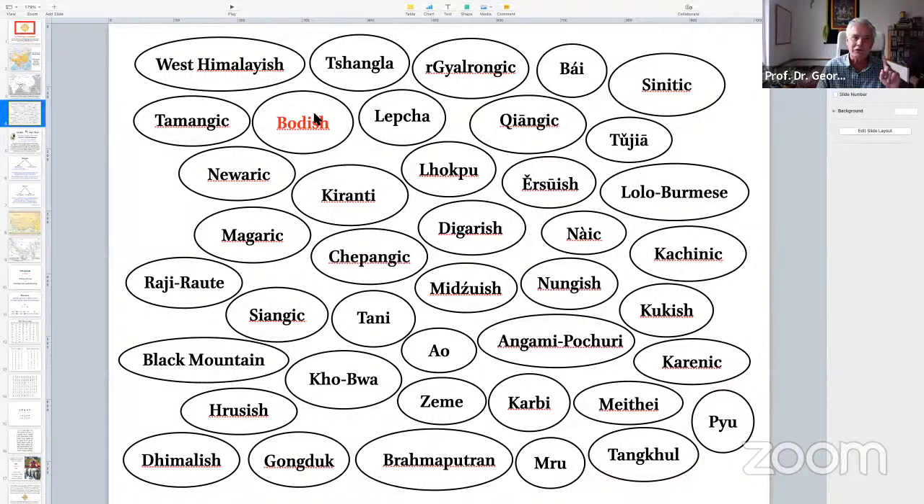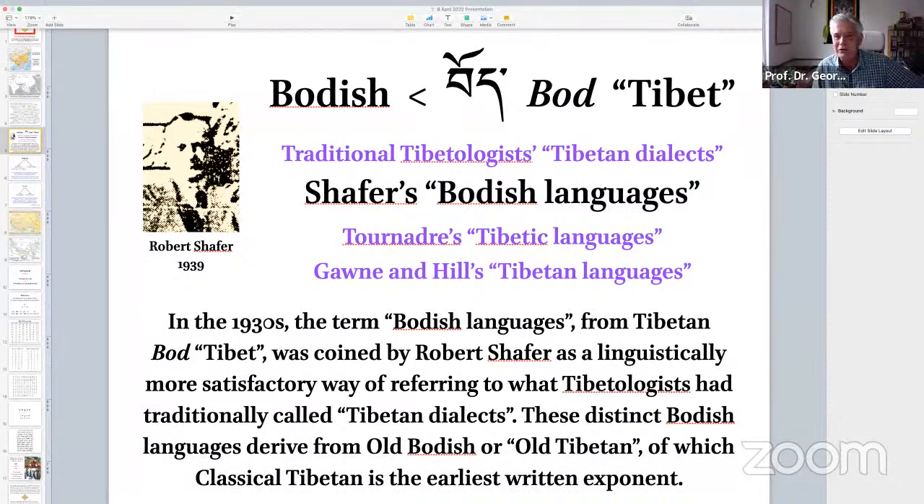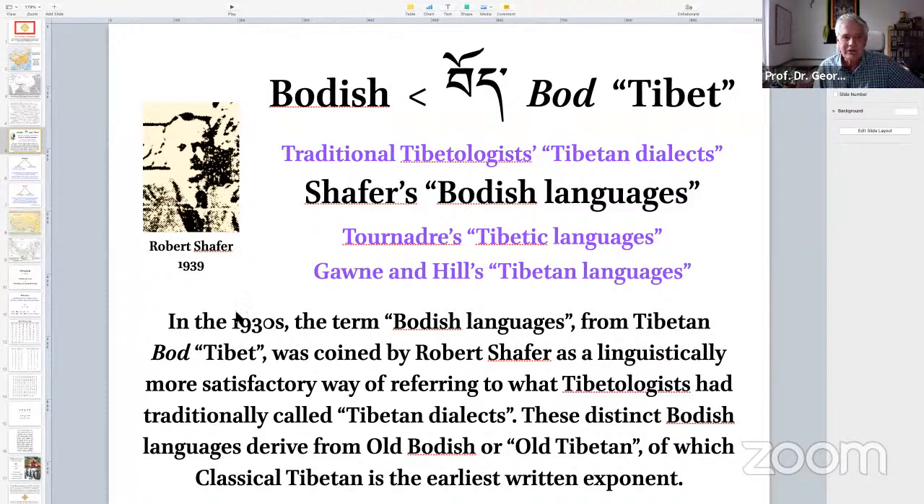Bodish can be many things. The term Bodish is taken from Tibet. It's spelled Bod, with a Bo or a Po depending on your dialect of Tibetan or your Tibetic language. And it means simply Tibet. So Robert Shafer introduced this term because he did not believe that the term Tibetan dialects, which was the traditional term, was very satisfactory because of the very large linguistic diversity between one Tibetan dialect and another.